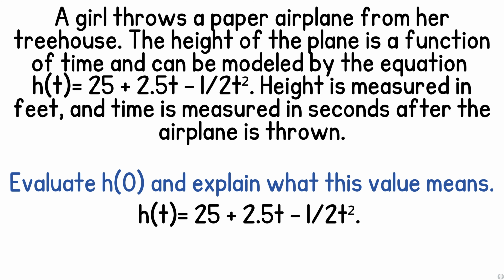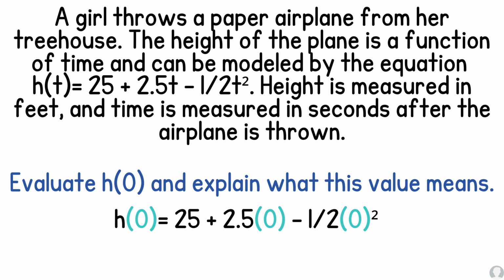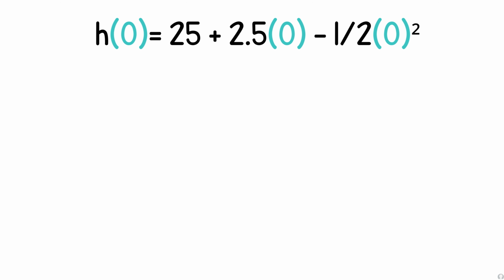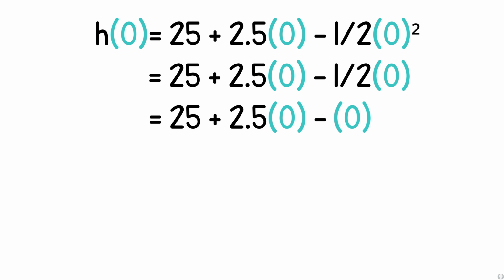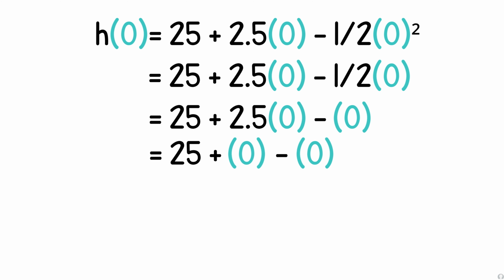So let's take the equation they gave us, and we'll replace t with 0. We'll put this in a new frame so we can see all of the steps. Let's start by squaring the 0 that we have. Squaring 0 just gives us 0, and then if we multiply that by the 1/2, we'll get 0 again. Now we'll multiply the 2.5 by 0, which also gives us 0.